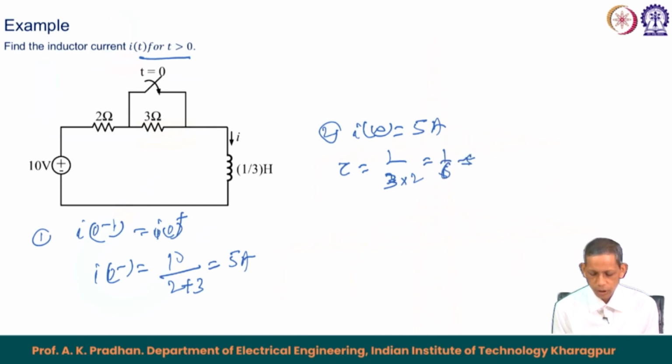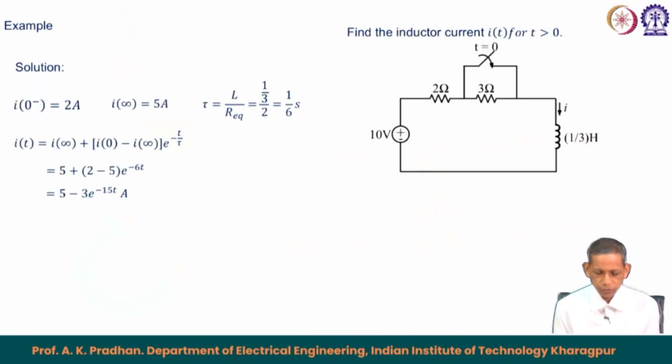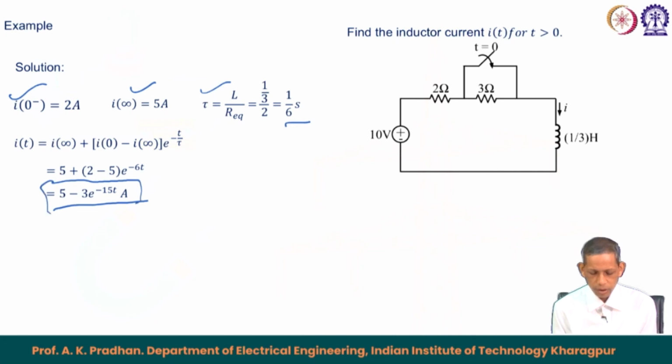Then you can write down the corresponding expression for I t equals I infinity plus I 0 plus minus I infinity e to the minus t by tau. So, thereby as I said, I 0 minus equals 2 ampere, I infinity equals 5 ampere, tau equals 1 by 6 second, and in this expression if you write, then you get the expression to be equal to 5 minus 3 e to the power minus 15 t.